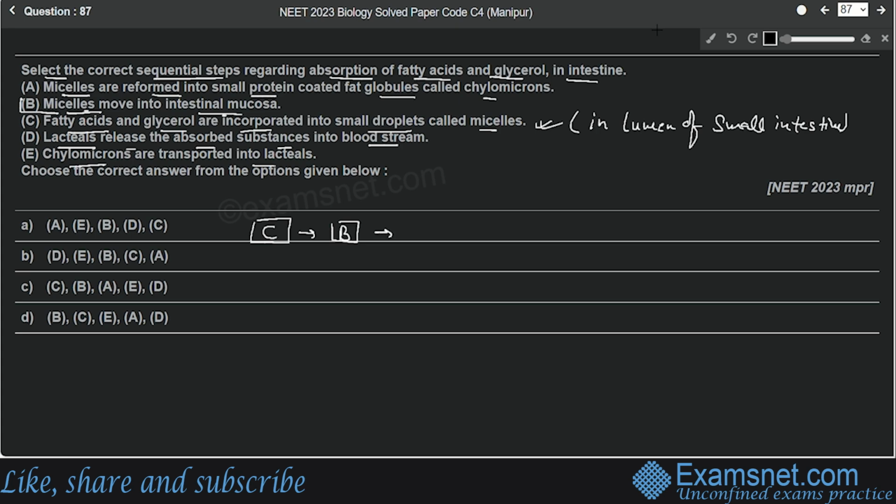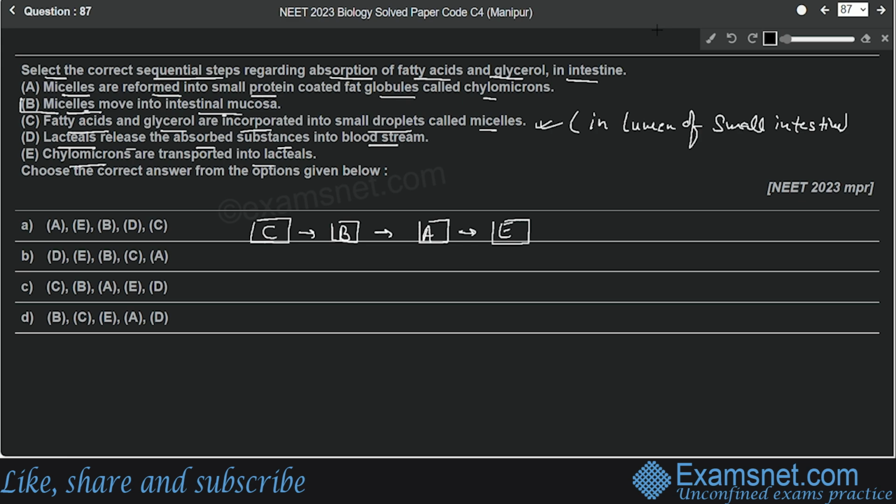Then the third step will be A. Within these cells, the fatty acids and glycerols are reassembled into triglycerides. And then these triglycerides are packaged with protein and other substances into chylomicrons. So A, and then the fourth step will be E. That means chylomicrons will be transported into the lacteals.